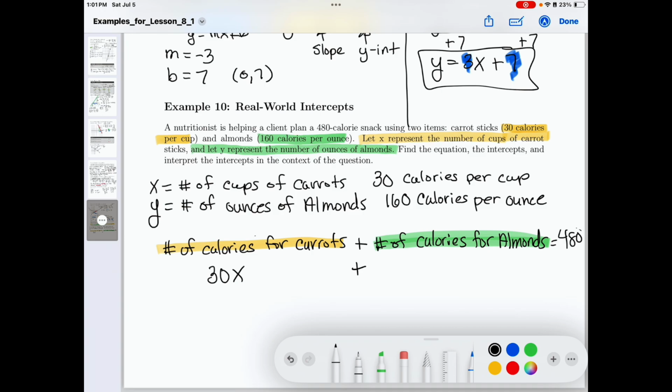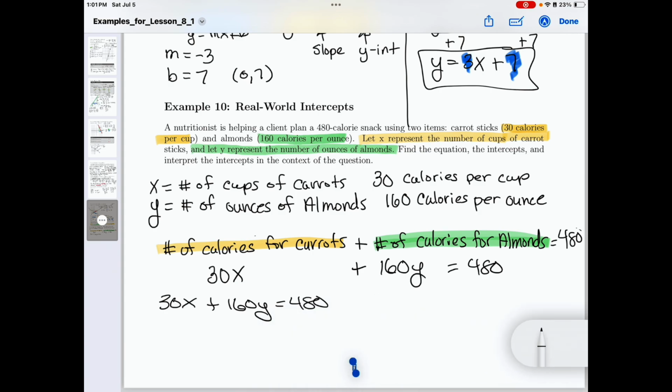To figure out the calories for almonds, it's 160 calories per ounce. And Y is the number of ounces of almonds. So if I had 2 ounces of almonds, I would take 2 times 160 to find the total number of calories. But since the number of ounces is a variable, we're going to take 160 times Y. And then that should give us a total of 480. So here's our equation: 30x plus 160y is equal to 480. That's our equation.